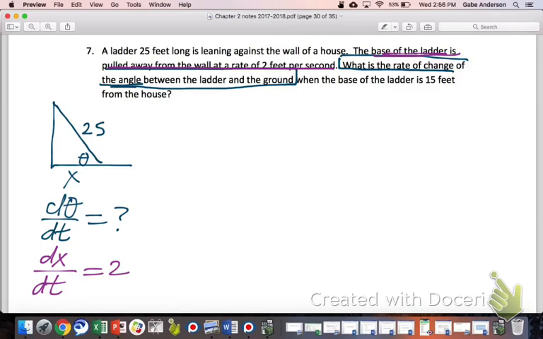Before you go, hold up. What's the freeze frame moment? The ladder is 15 feet from the house. Yeah, freeze frame moment is right here. So freeze frame is that.